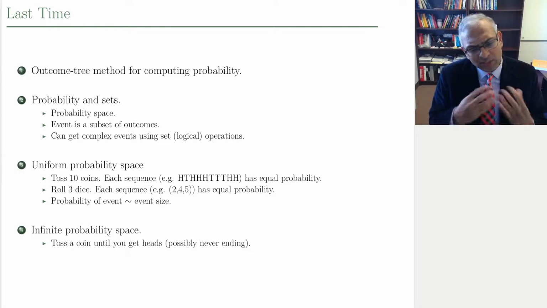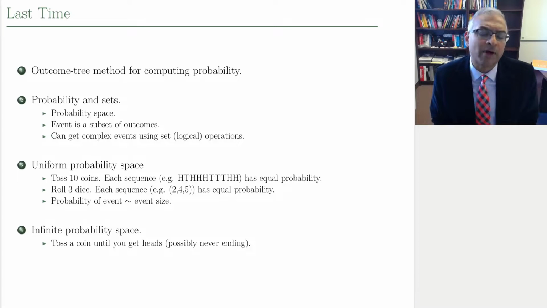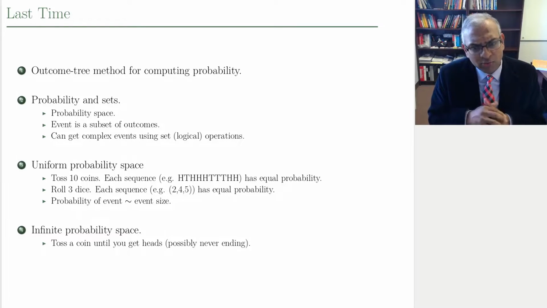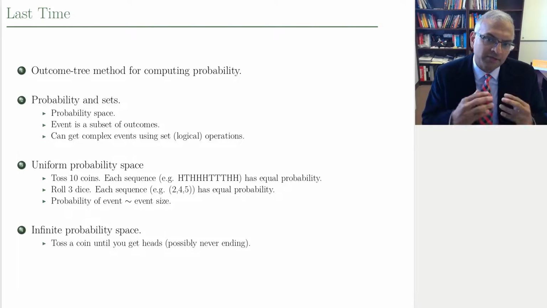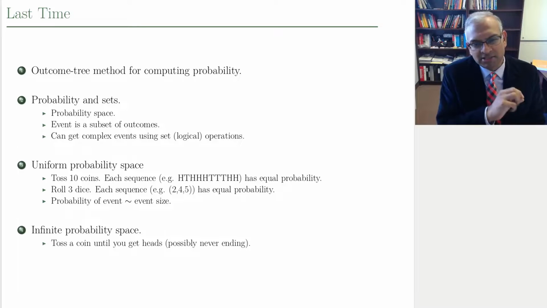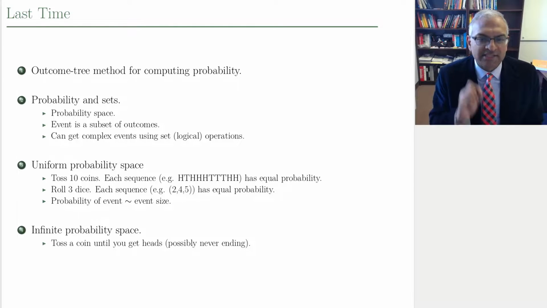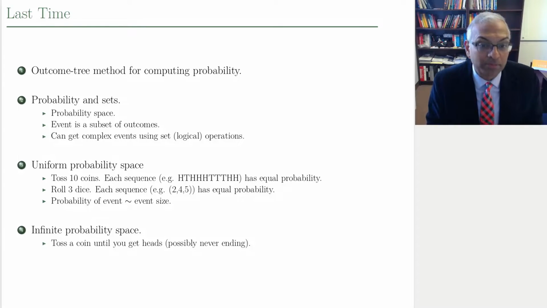Once you have the probability space, you're ready to ask questions. And the answer to the question is usually some subset of this set of possible outcomes, which we call the sample space. That subset is called an event. And you can compute the probability of the event by just adding up the probabilities inside the event. So that's how we compute a probability.